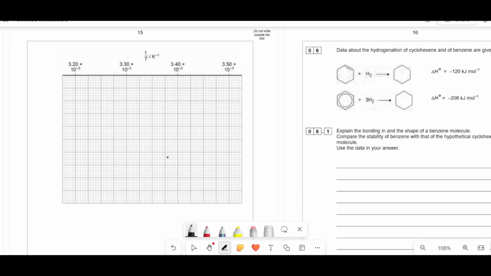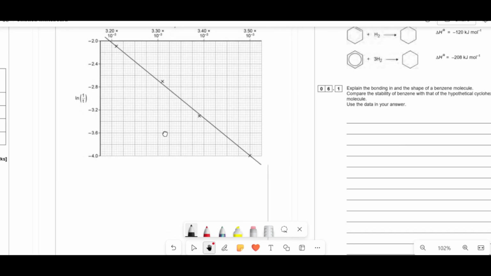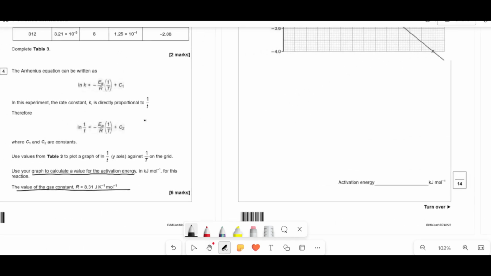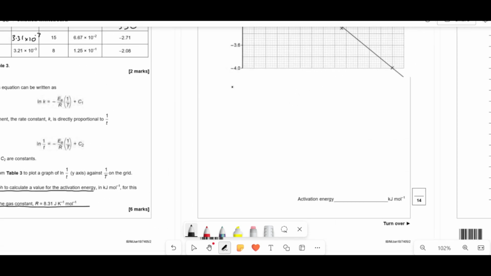So basically, you plot your graph. I'm just going to copy and paste one because it's going to take too long. Cool. So we've got a nice, lovely graph here. You just plot it like that. And it says it wants your activation energy. So they've given you this here. Look at what they've done and compare it side by side.